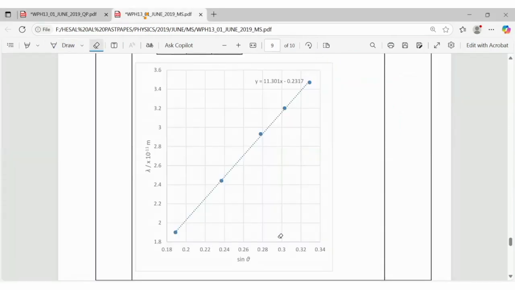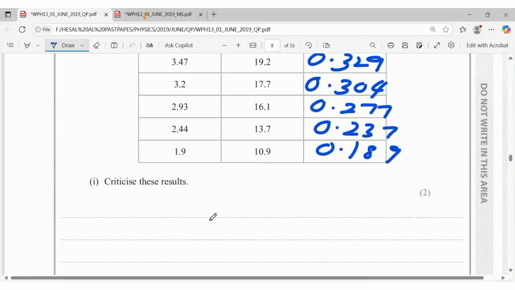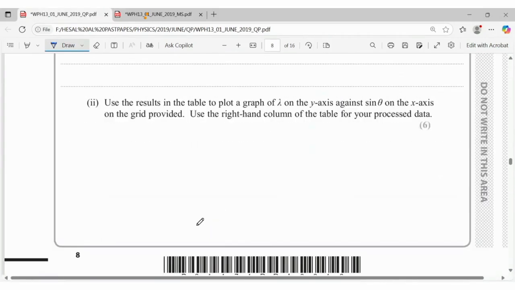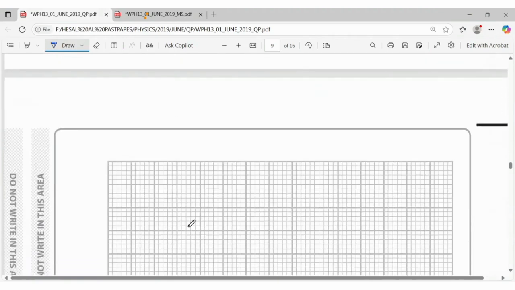Here, your x-axis must be sine theta and your y-axis must be lambda. Usually mention the unit in here and you can plot the relevant ones more accurately and draw the best fitted line. Use the result in the table to plot here. That one we have.